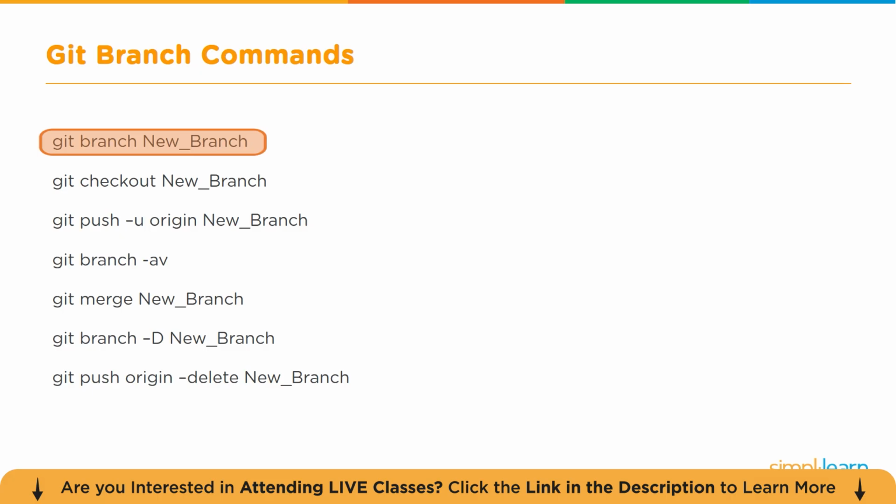Once you create a new branch, in order to get into this branch, you would type in git checkout and the name of the branch. This would automatically switch the file system snapshot between different branches.